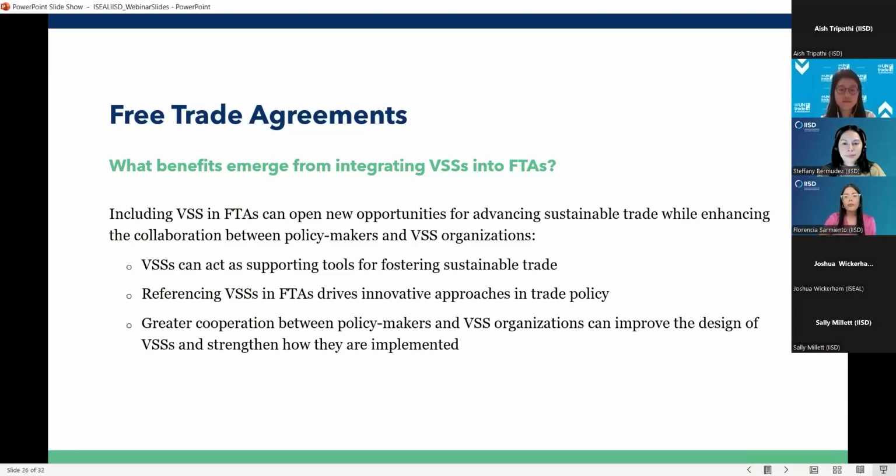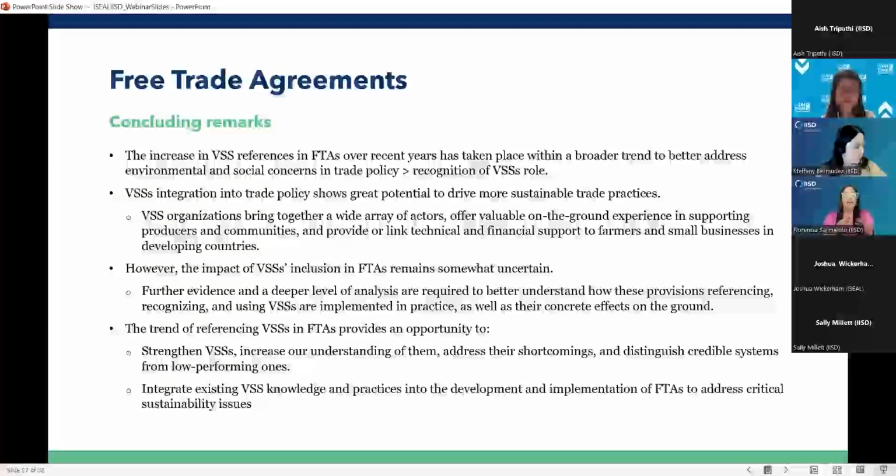But all in all, we believe that there is an opportunity for greater cooperation between policymakers and VSS organizations that can improve the design of VSS and strengthen how they are implemented in trade policy to achieve and promote sustainable trade. And just to conclude now, the increase in VSS reference in FTAs over the recent years has taken place within a broader trend of addressing environmental and social concerns in trade policy. This integration just highlights the role that VSS can play in advancing more sustainable trade practices.